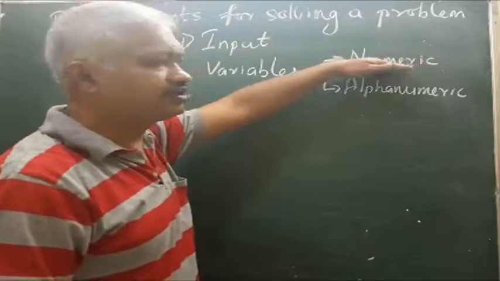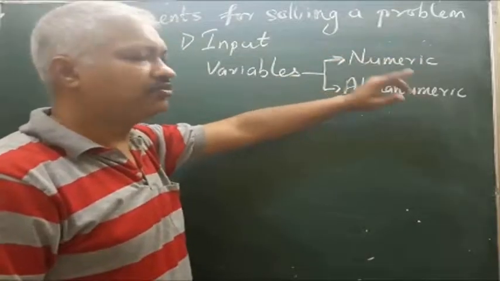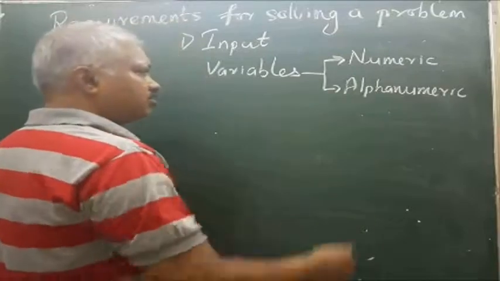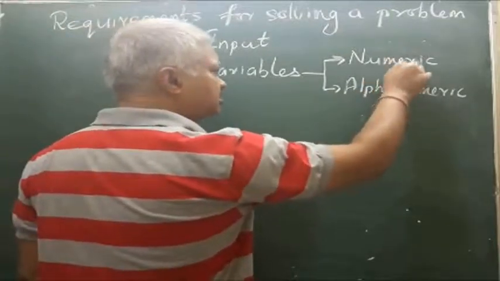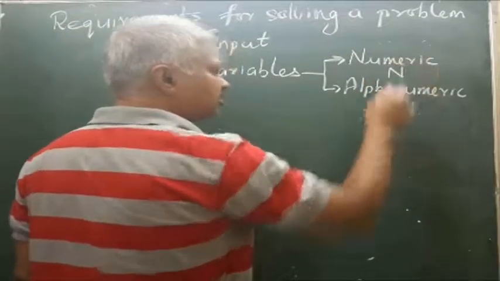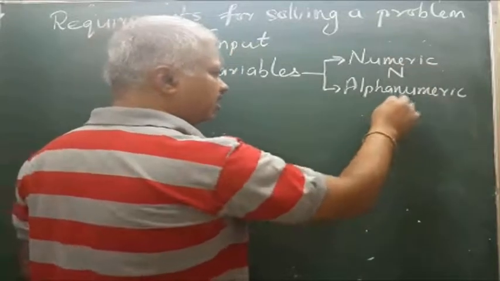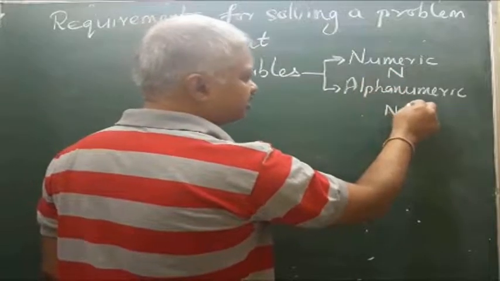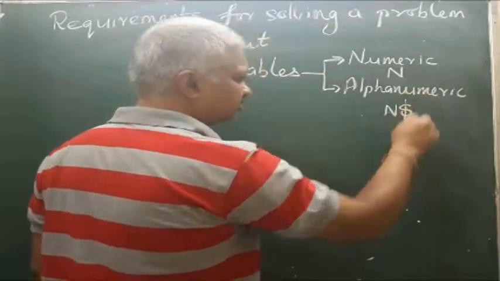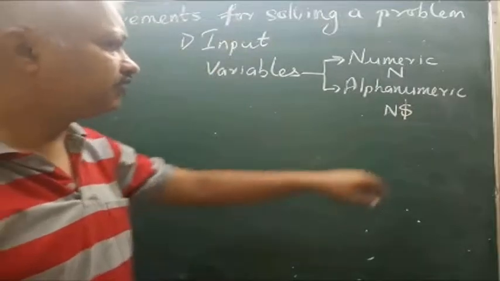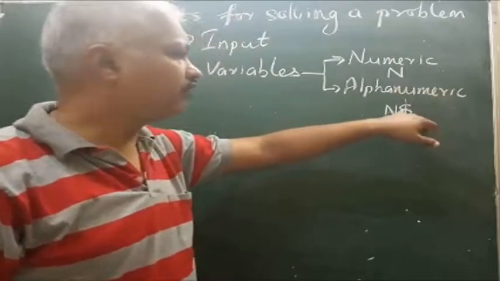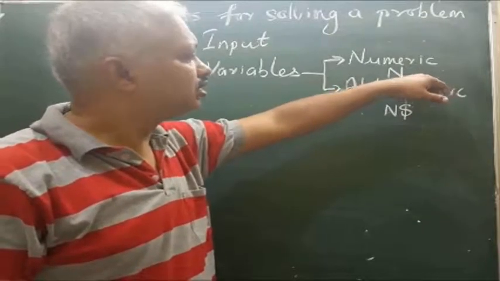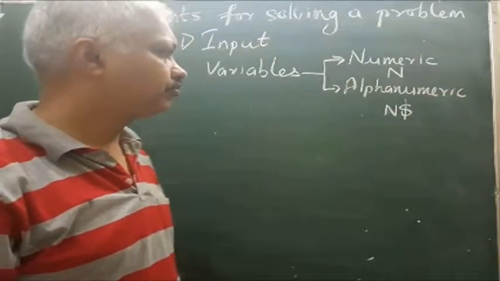I'm sure you know the difference between numeric and alphanumeric variable. First difference is there in the naming of the variable. For example, if you write a variable, say n, and if it is an alphanumeric, then I will write, say, $n. So this is the difference here. An alphanumeric variable always ends with a dollar sign, and a numeric variable doesn't require a dollar sign.